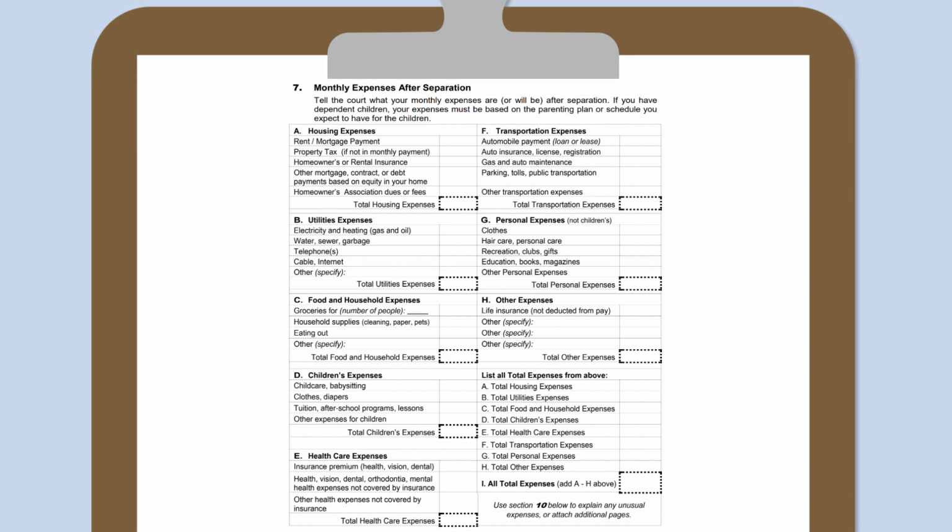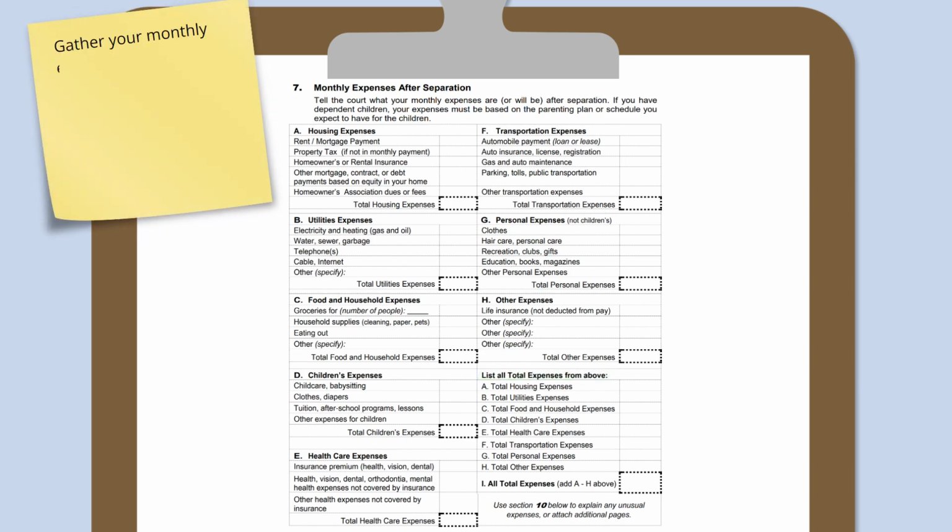for the children. Before we start filling this out, let's just look at this page for a moment. Notice that there are several of those boxes with the bold dotted outlines. Also note that there are several labeled sections. We have A, housing expenses, B, utilities expenses, and so on. Now look over here. Here is where it says, list all total expenses from above. And below that are the same labels. A, total housing expenses, B, total utilities expenses, and so on.